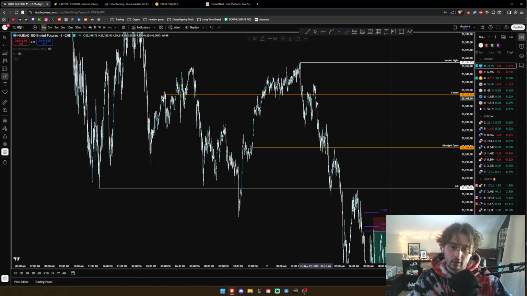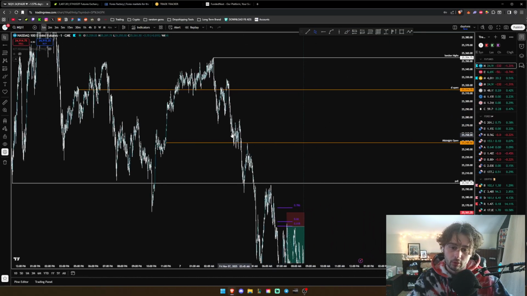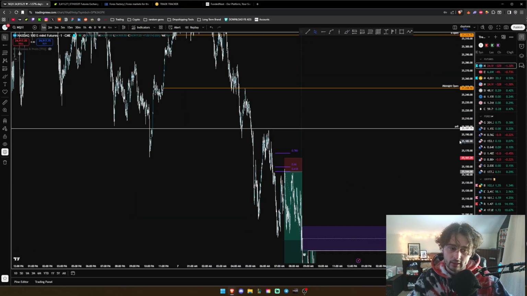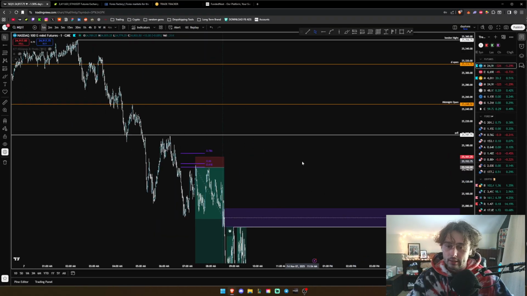We broke down below the daily open. We broke down below midnight open. We even back tested midnight open, got a nice reaction off it down through previous day low. After we fell below midnight open and retested it, boom, that's a short. I did not take that.